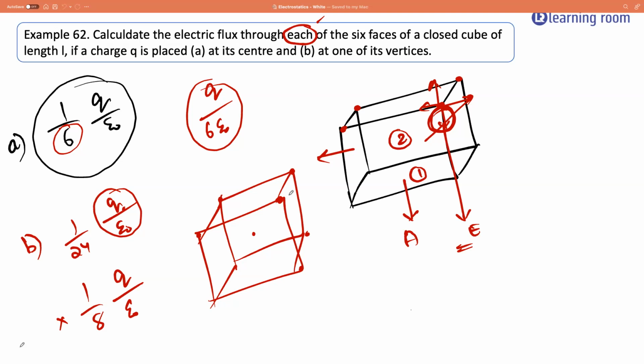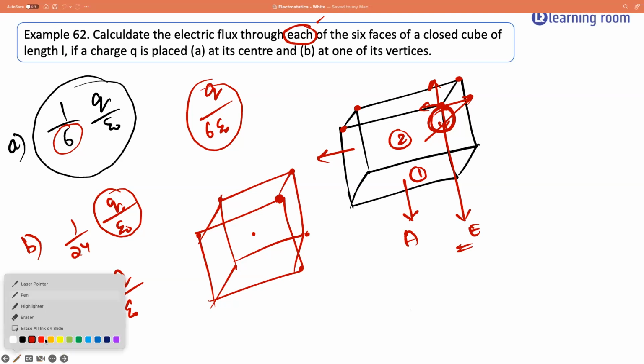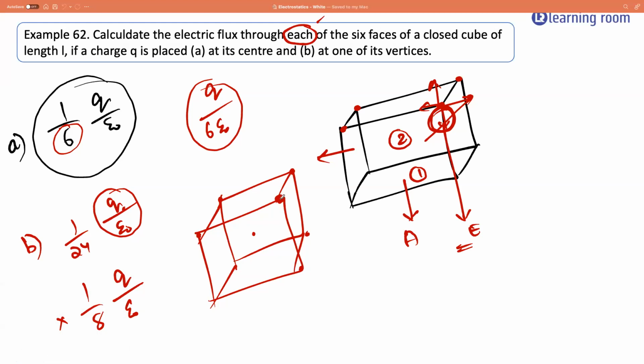Out of the 6 faces, if this corner is there, now I'll use a yellow color. See, okay, I'll use black for the corner. So in the corner, this corner is connecting how many faces? The top face, right face, and the face which is towards me. Yes, sir. So through those 3 faces, will this charge be able to contribute to the flux? It will not, because the electric field due to this charge is in this direction, but the area vector is upward, perpendicular. Yes, sir. Flux is 0.